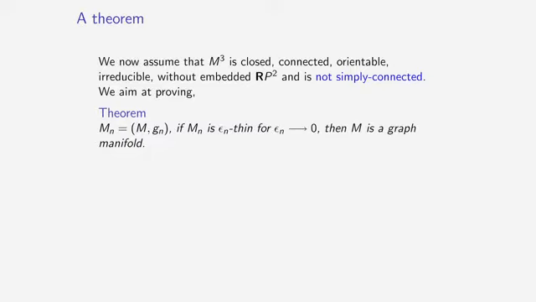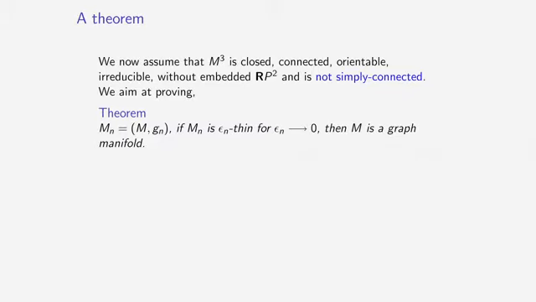So let me write the result. We'll consider a manifold M such that there exists a metric coming from the flow with this property that I mentioned before, which becomes epsilon_n thin, with epsilon_n going to 0. And I want to conclude that this is a graph manifold.